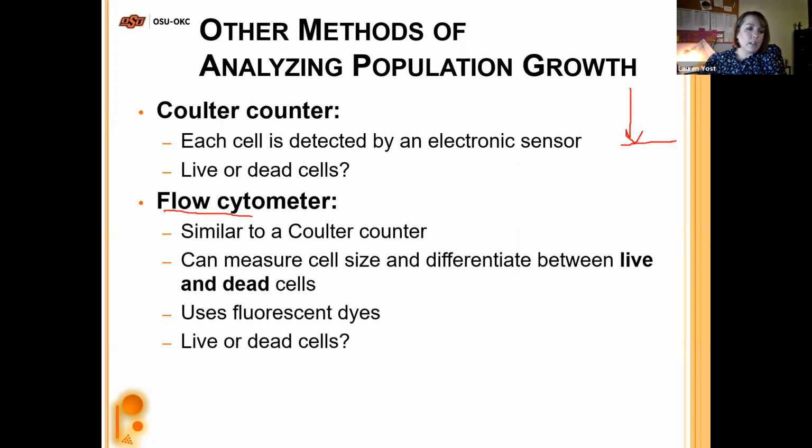So now we have a flow cytometer, and this is similar, right? Now we have a laser that we shoot at cells one by one, and this can measure the cell size, and it can differentiate between live and dead cells based on how they stain. We'll use fluorescent dyes for this. So on this one, you can tell whether it's live or not.